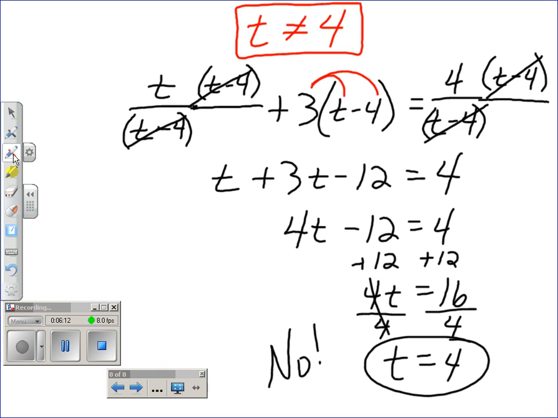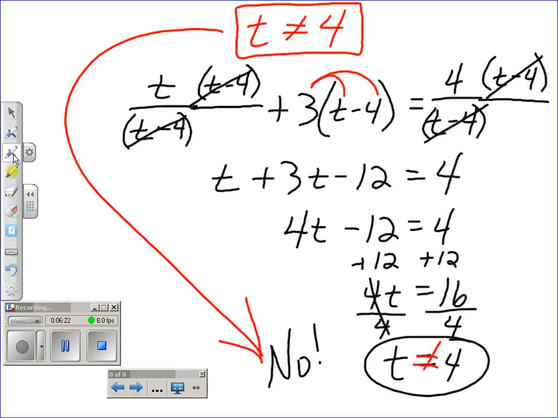Why? Because you remember, way up here, t cannot be 4. That is the one number that won't work. So I'm going to put t cannot equal 4. So what is our solution? If we worked it all out and came up with 4, but 4 is not allowed to work, what is our solution? We have no solution.